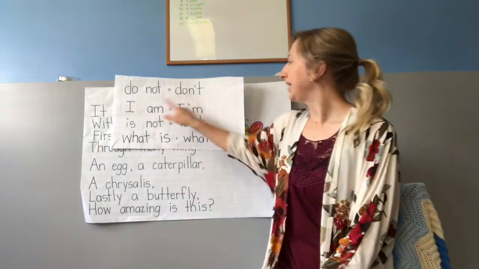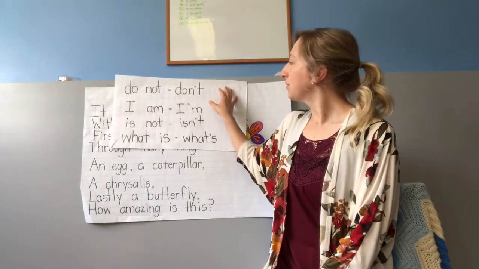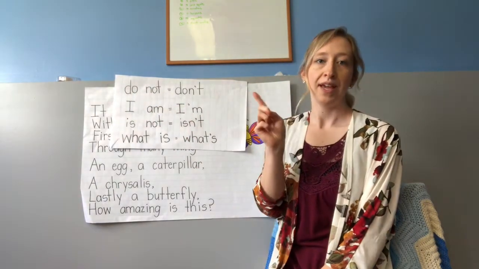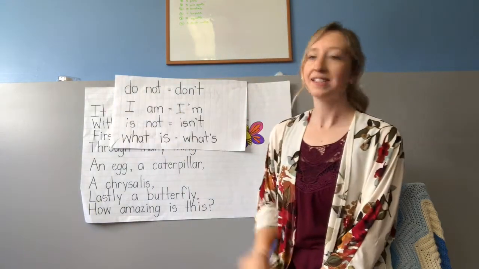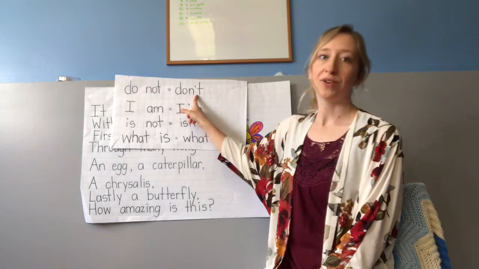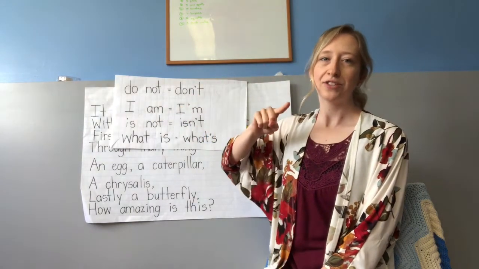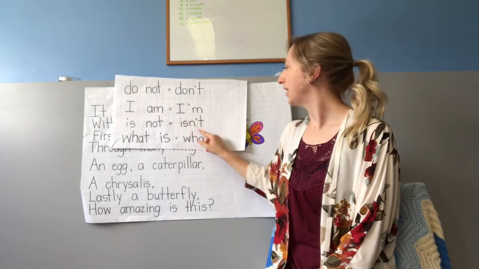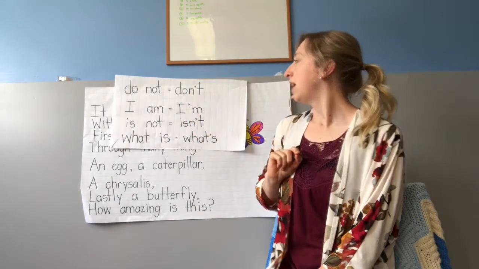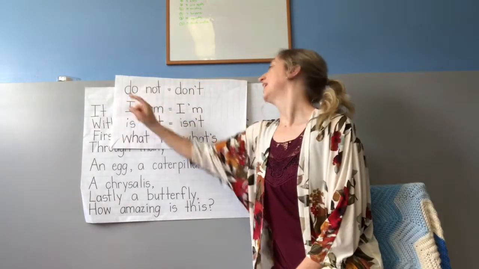I'm going to read each line both ways so that you can see how these two words sound in a sentence and how the shortened contraction sounds. Now, every contraction that you see has an apostrophe somewhere in the middle. All right, we're going to start with our first line.